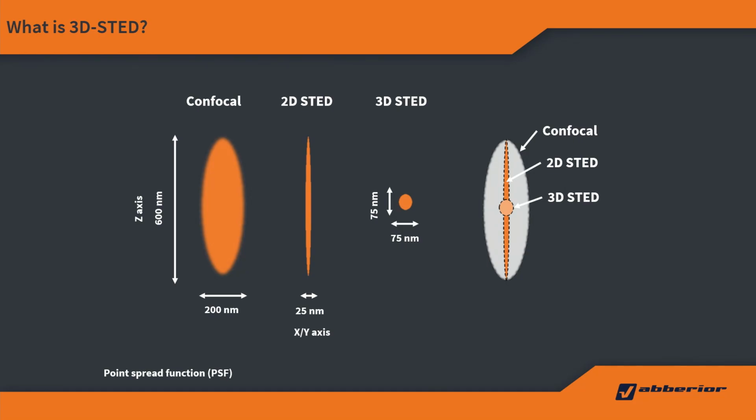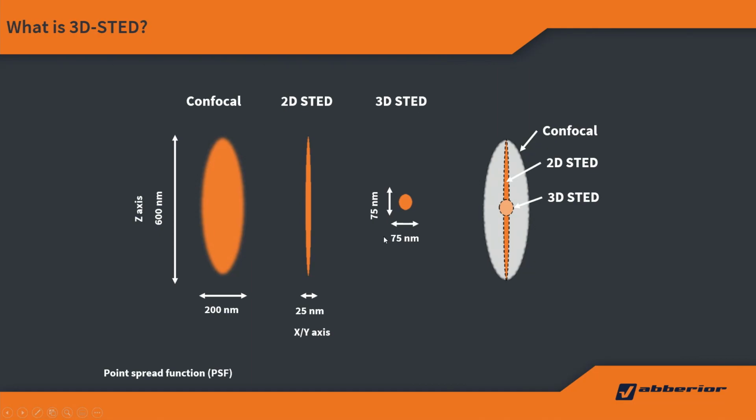And what is this exactly? Well, if we look here at a confocal scanning spot, it's about 200 nanometer size in X and Y. And in the Z-axis, it's about 600 nanometers long. When we're using normal 2D STED, we will get a much better resolution in the XY axis. But along the Z-axis, the scanning spot is still just as long as a confocal scanning spot.